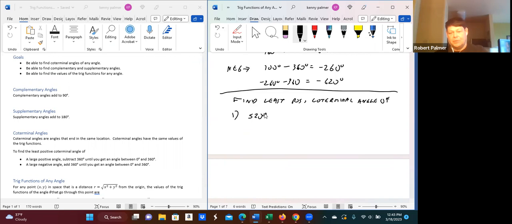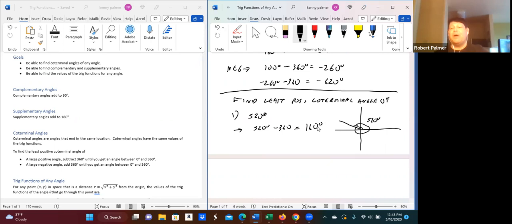So you have a large positive angle, one that's bigger than 360. What you do then is simply subtract 360 from your angle, 520 minus 360, and see what that is. So 520 minus 360 is going to be 160. So that's the least positive coterminal angle. We draw a little picture of that. 160 degrees would be right about here. So 520 degrees is basically going around like that.